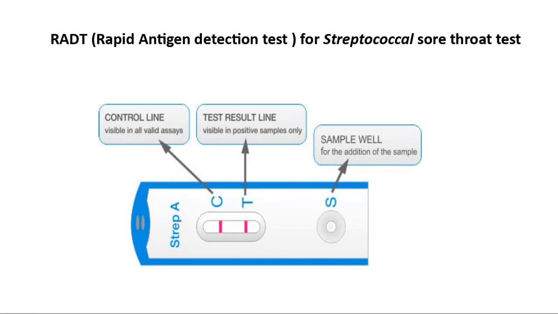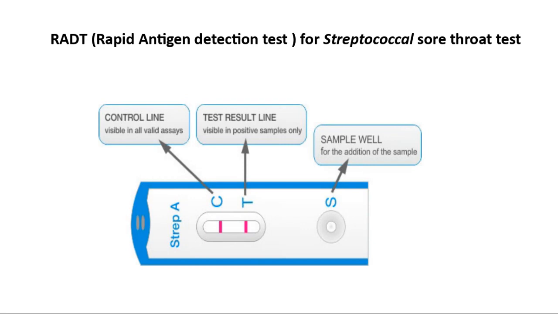The line of C means control. Control, if you remember in ELISA, you also have the control. Control is the master to compare something. So if this line is present, it means your test is okay. Your technique is okay. You performed very well. So there is no problem with the test. The problem is only that the sample does not contain the streptococcal antigen.